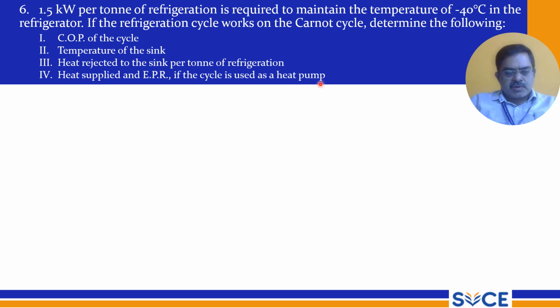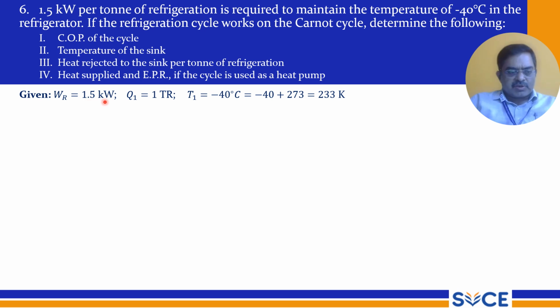So very simple problem, students. Now same reversed Carnot cycle is applicable here. So given data is WR equal to 1.5 kilowatt, and Q1 equal to 1 tonnage of refrigeration. So that is 1 tonnage of refrigeration. T1 equal to minus 40 degrees Celsius. So that is 233 degree Kelvin.